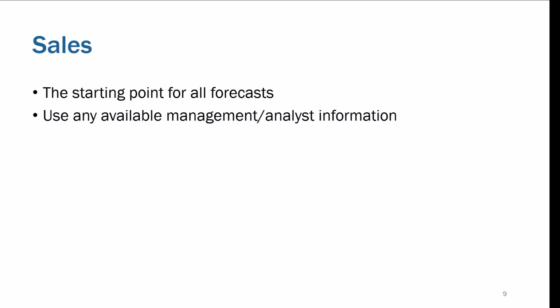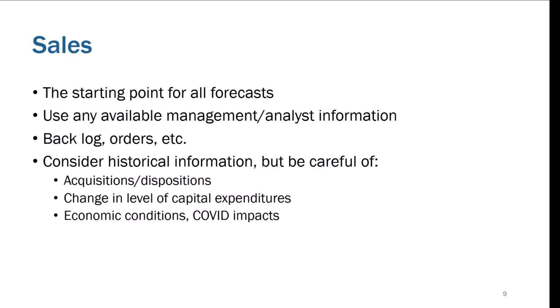We want to use any available management or analyst information that we can get. If we have information about backlog and how that compares to prior years, orders and how they compare to prior years, that would be useful. And then seeing how that backlog or order in prior years turned into sales that year, and then using some trends in the current year. Looking at historical information, but be careful of acquisitions, dispositions, because if you had an acquisition in one year, it could impact how your sales grew in that year differently than in a future year.